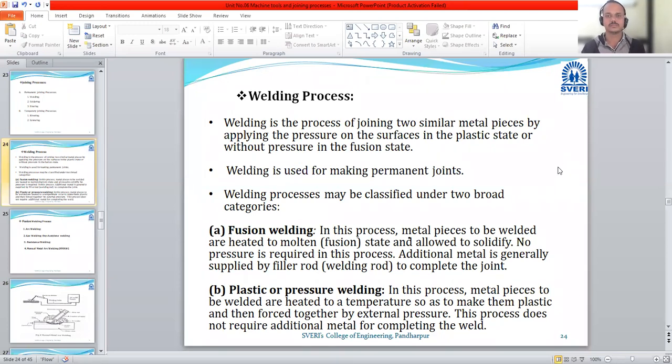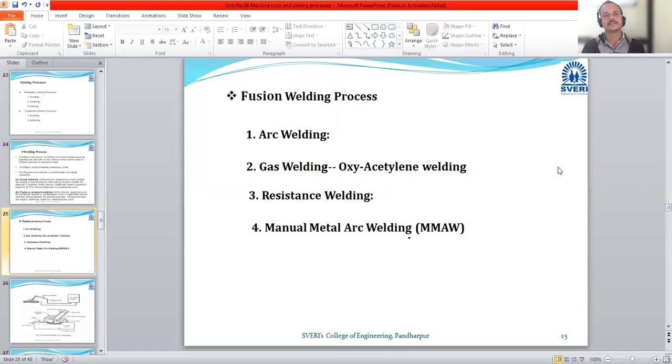Now these are the welding processes. The first one is arc welding, that we have observed near our places. The second one is gas welding, or we can call it oxyacetylene welding, because in most gas processes, oxygen and acetylene are used.